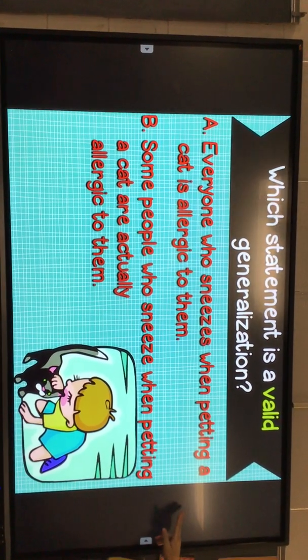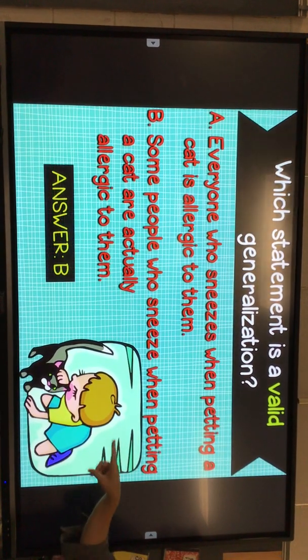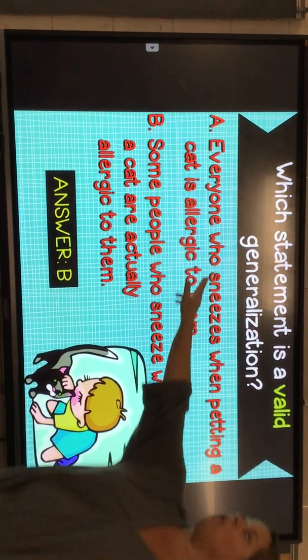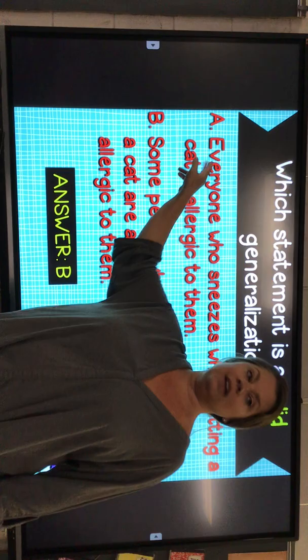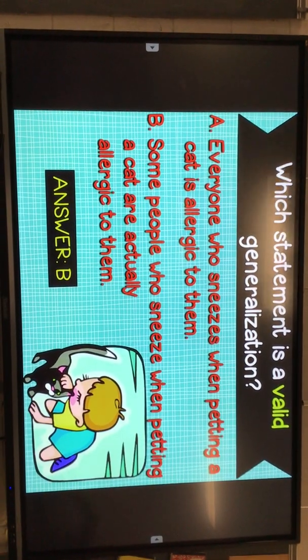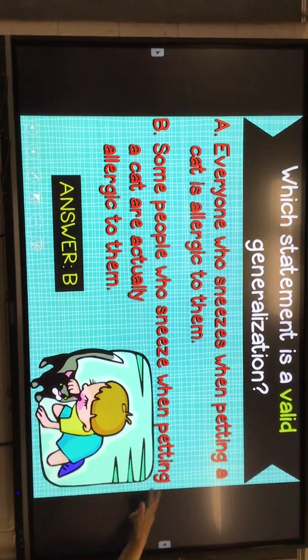Valid generalization is going to be B. Now, what makes this one faulty? Everyone. So to make it valid, we can say some people.